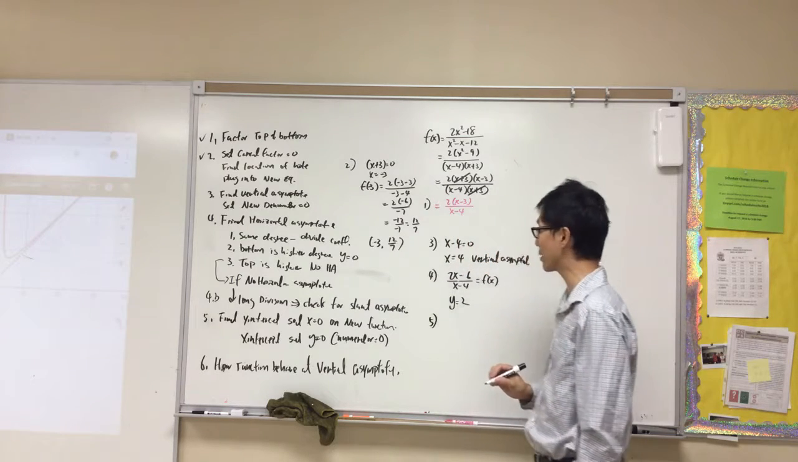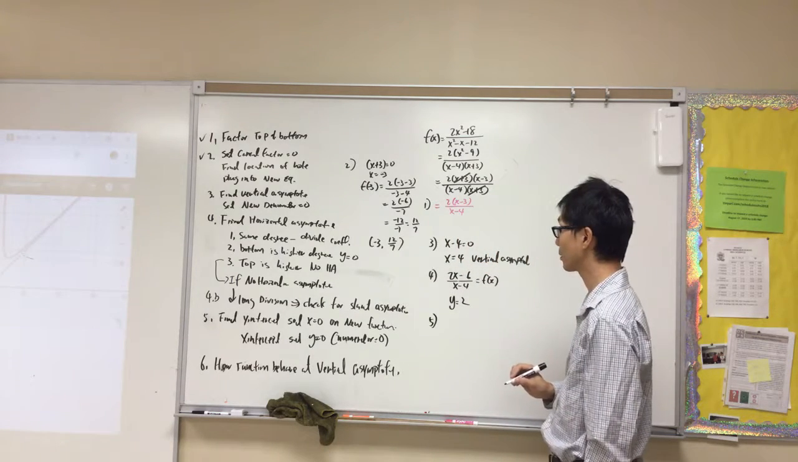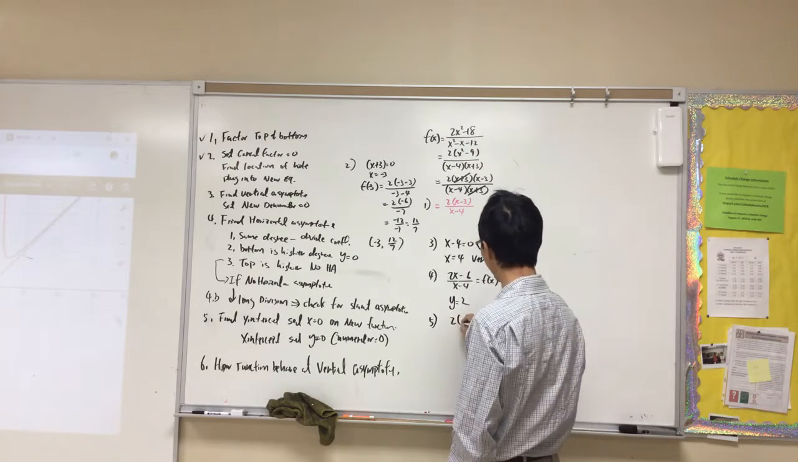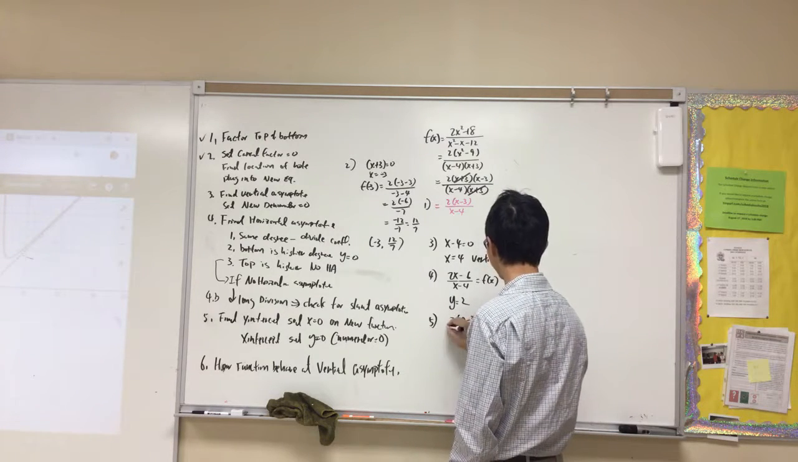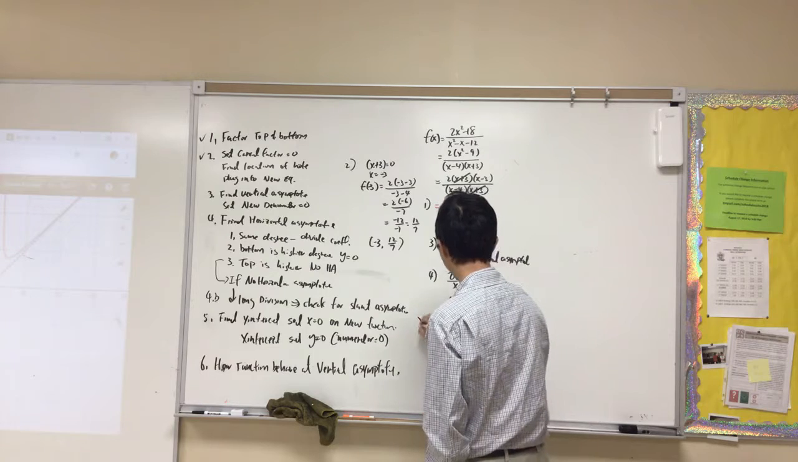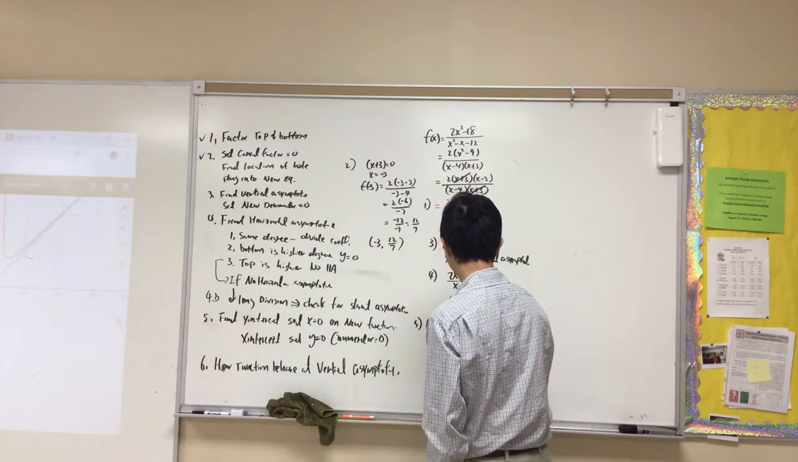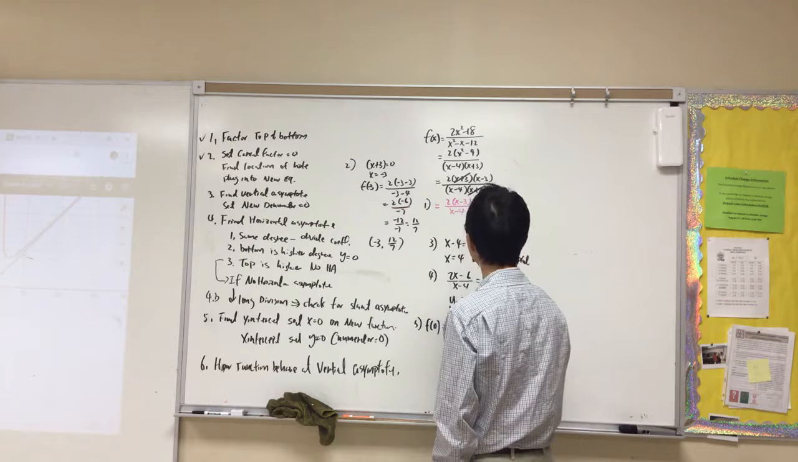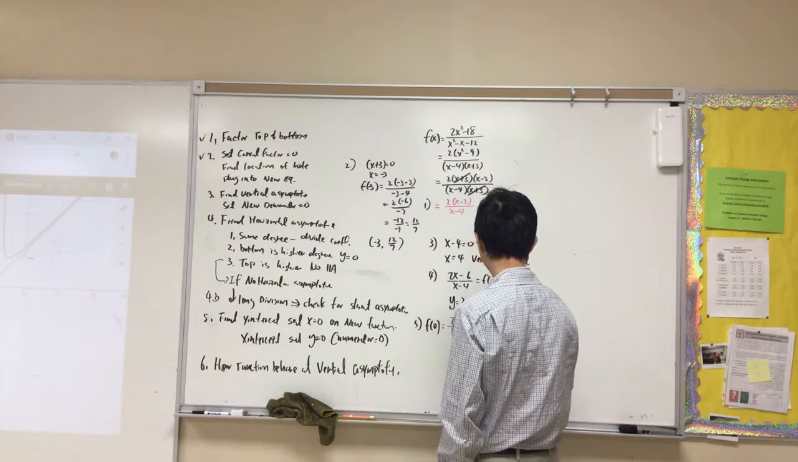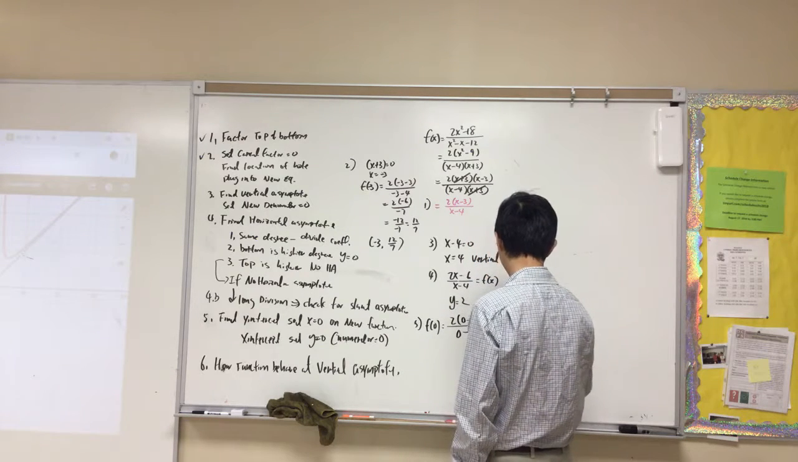X-intercept. How do I find the x-intercept? Put in 0 to get 2 times 0 minus 3 over 0 minus 4. It's basically f of 0. That's equal to negative 6.